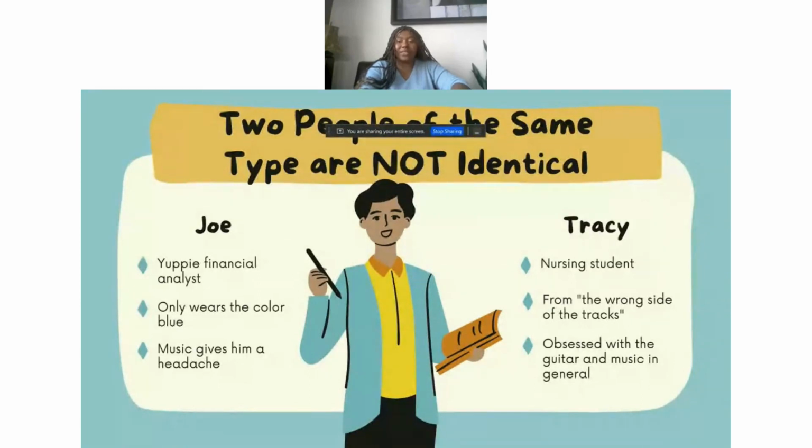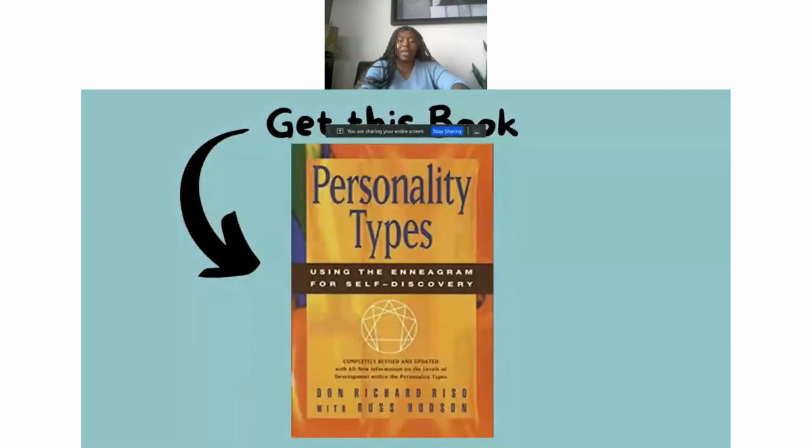And that's why I love this system of psychology. This book I highly recommend. It's called Personality Types, Using the Enneagram for Self-Discovery by Don Richard Riso. I love it because it goes super in depth. It's awesome for creating characters because it goes really in detail. It tells you basically how these different personality types came to be, what happened when they were younger that maybe caused them to develop this kind of personality, super fascinating, and it will speed up the character creation process like nothing else.